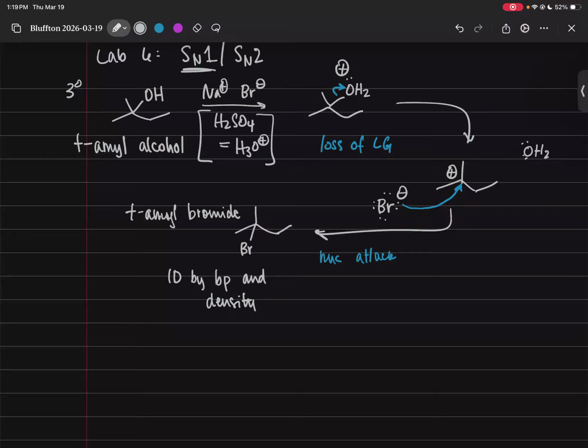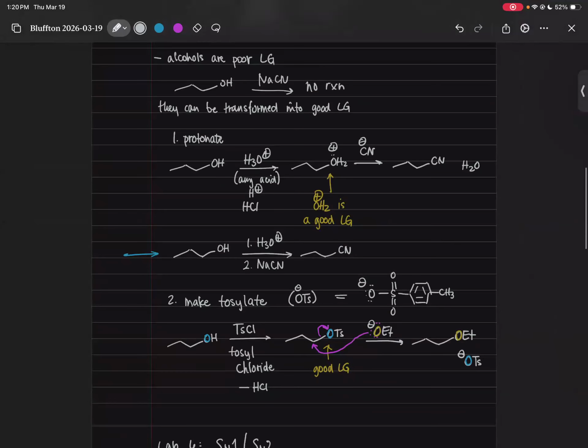Okay, for the other alcohols, some of them are SN1, some of them are SN2. For the ones that are SN2, we still have to do this protonation process, okay? Because SN1, SN2, E1 and E2 all require a good leaving group. So if you're going to do an SN1 or any of these reactions on an alcohol, you have to do one of these two steps to make it a better leaving group. We could have done the tosylate, but that would take an extra week.